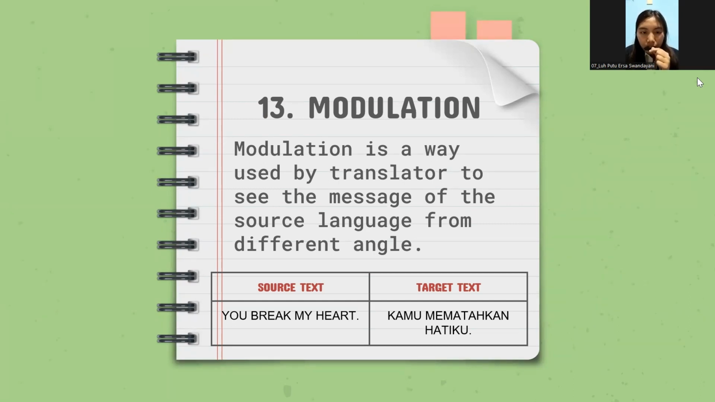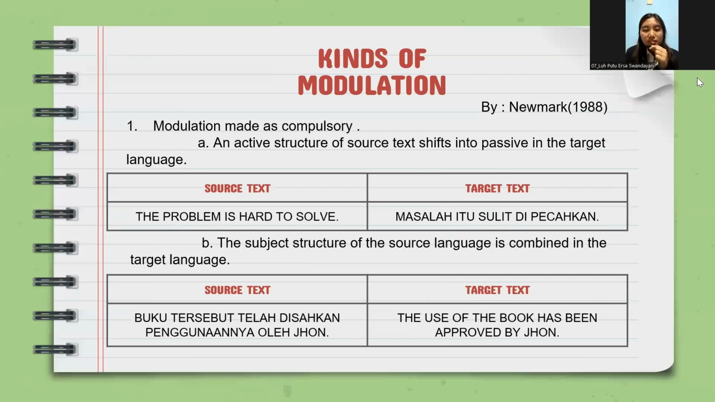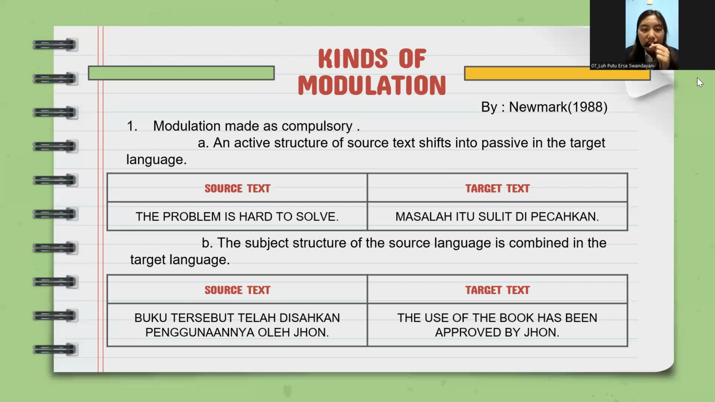For example, in the source text is "You break my heart." In the target text is "Kamu mematahkan hatiku." Next slide, please. So these are the kinds of modulation. Number one is modulation made as compulsory. Modulation made as compulsory is used when the translator cannot find the equivalent words or sentence in the target language.